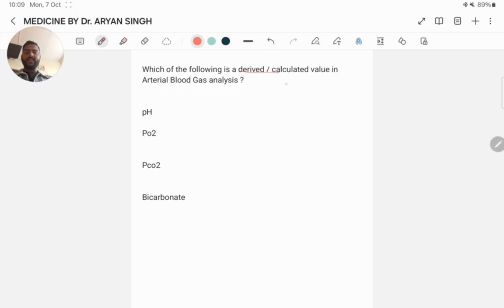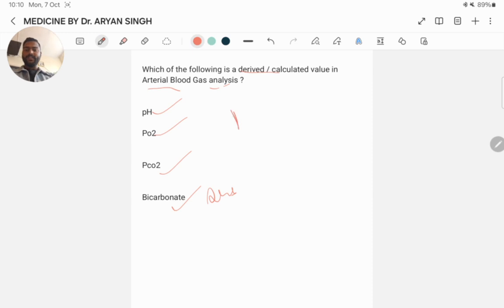Today we will discuss medicine past year question papers. Which of the following is a derived and calculated value in arterial blood gas analysis? pH, PCO2, and bicarbonate. Here the bicarbonate is the answer, because the bicarbonate concentration is calculated or derived from PaCO2 and pH using the Henderson-Hasselbalch equation.